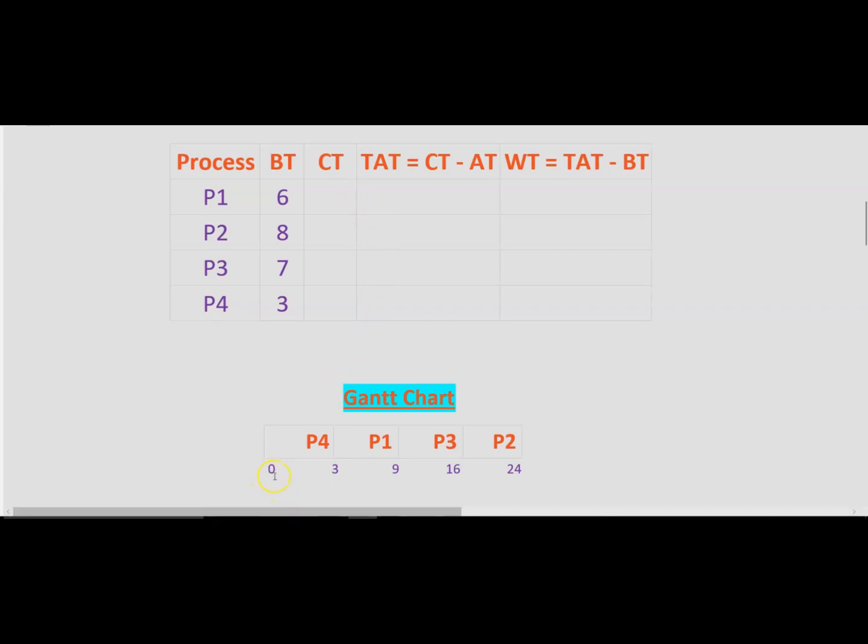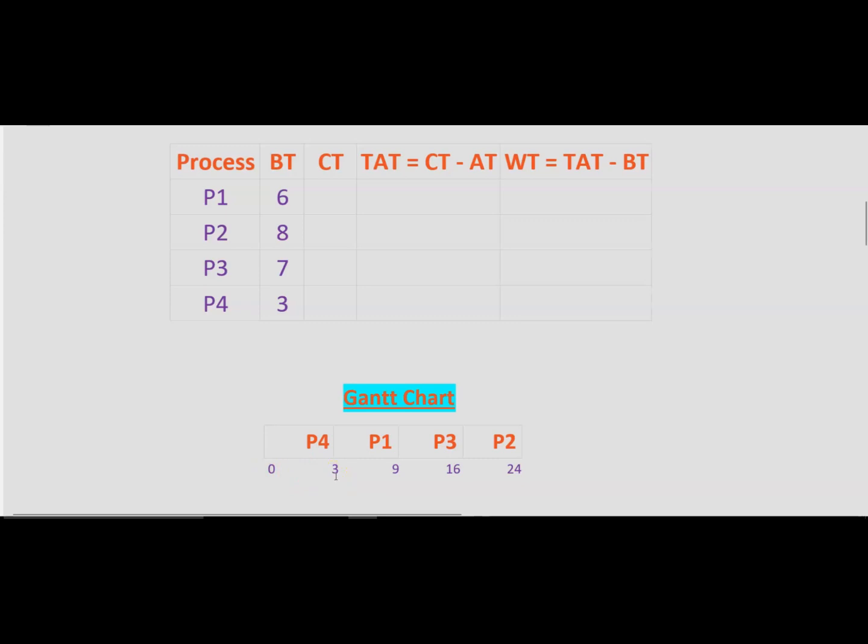Now compare all the burst times of the processes and let me know which is having the least burst time. From P1, P2, P3, and P4, we have P4 having the least burst time. So in the Gantt chart, we will label P4, and it is going to retain the CPU from 0 to 3 because the burst time of P4 is 3.